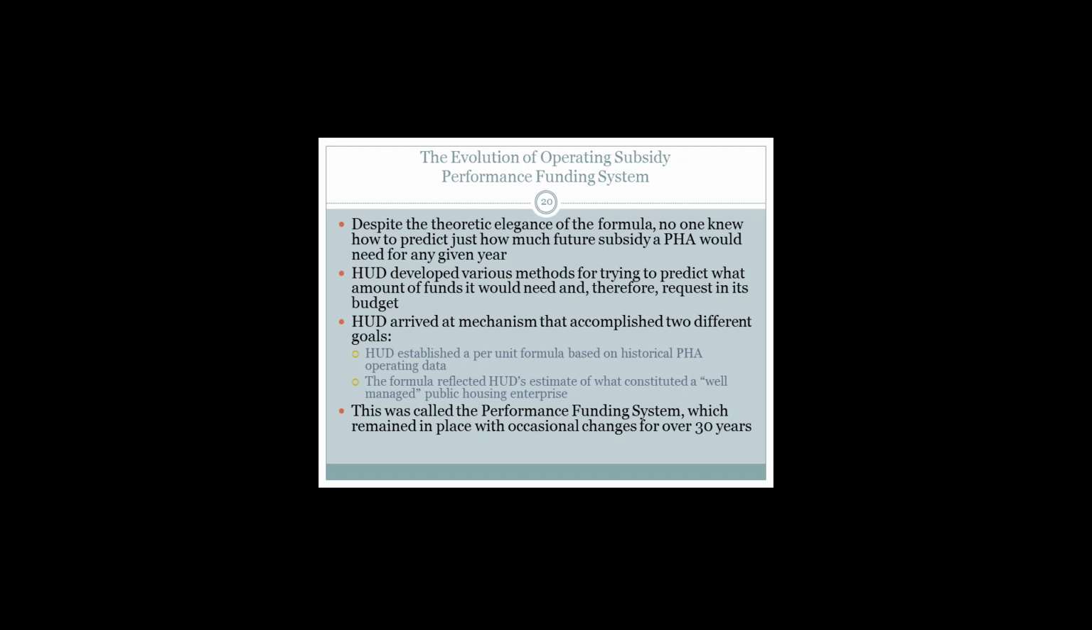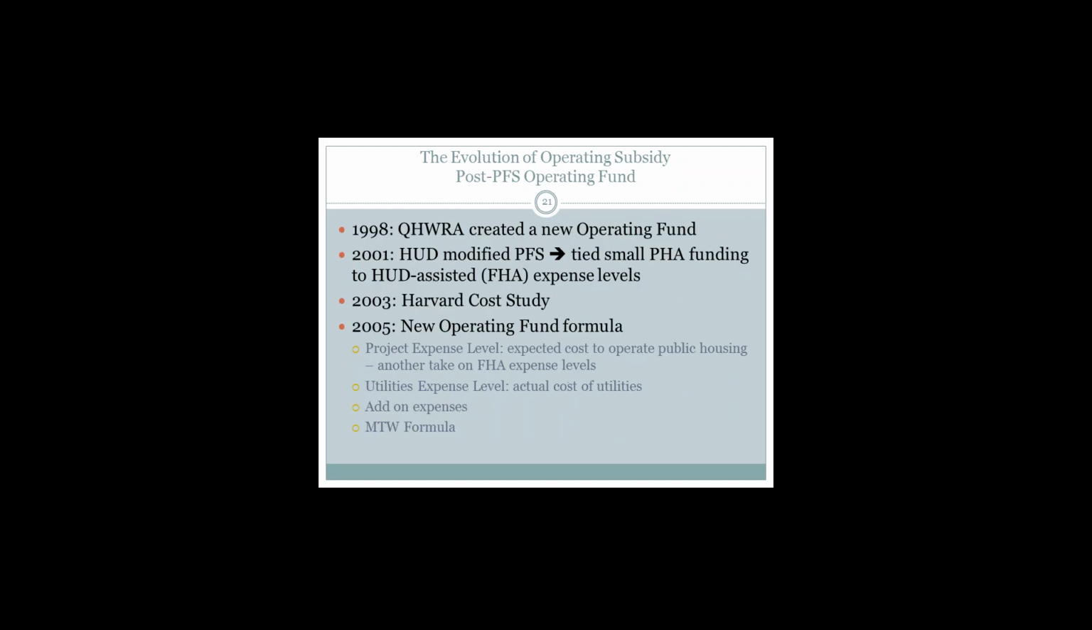So that's the way it was. So when did it change? It really didn't change until 1998 when QHWRA was enacted and created the new operating fund. And it modified a lot of things. In 2001, it tied small PHA funding, for us, small PHAs are 250 units or less, to the HUD-assisted FHA expense levels.